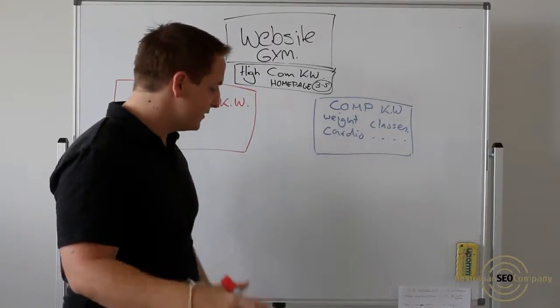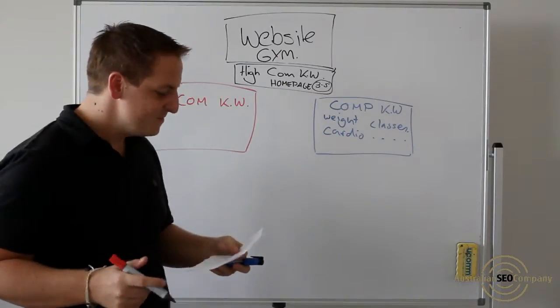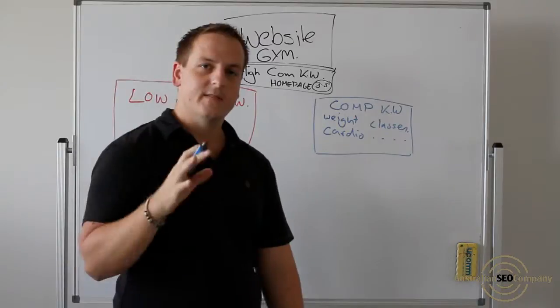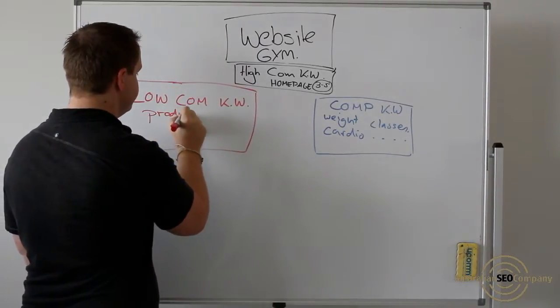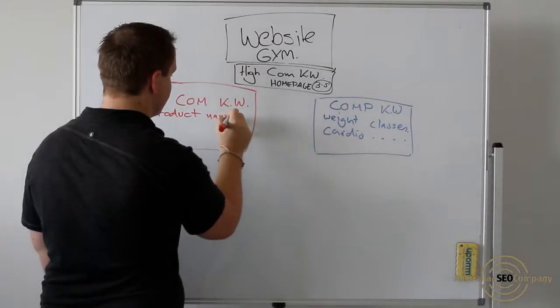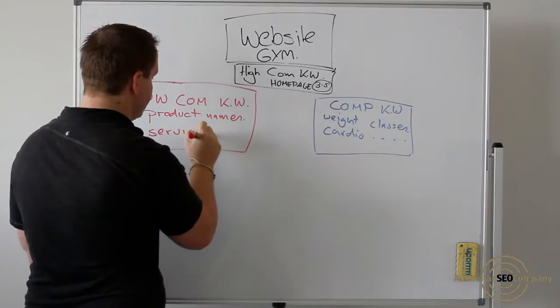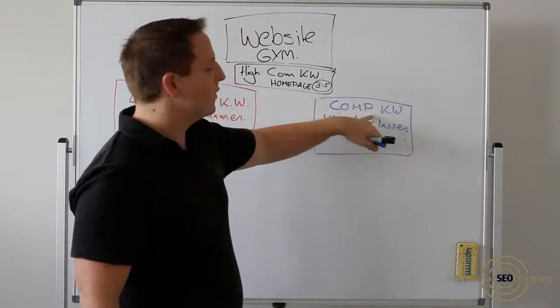Now, what are these keywords? I've got my little cheat sheet here, little notes that I've taken. Pretty much, these are the names of your products or your services that you provide. So one of the ones could be product names, or service name. So, what we're tapping into here is obviously the variation of your competitive keywords.